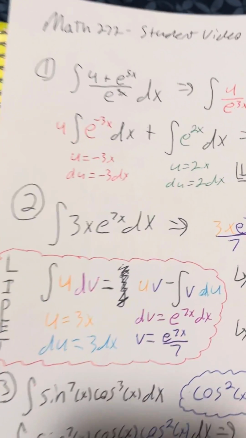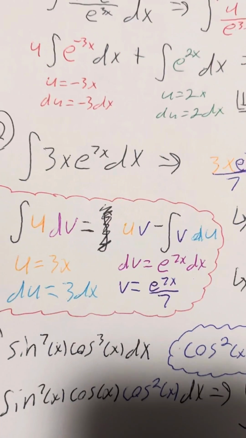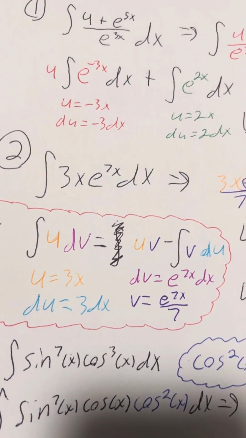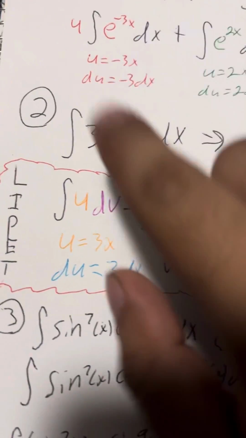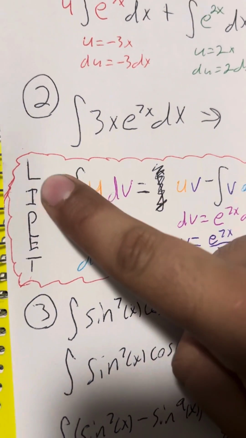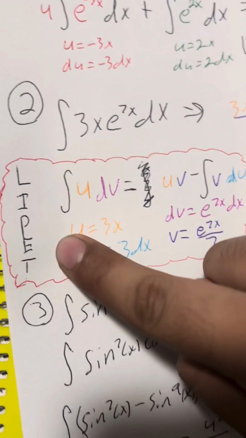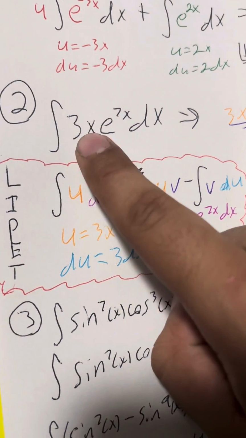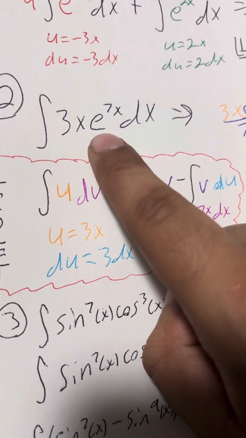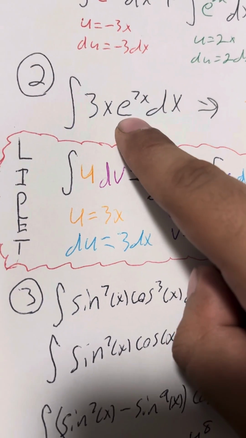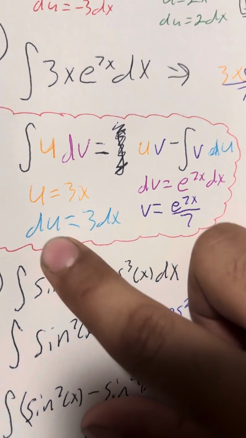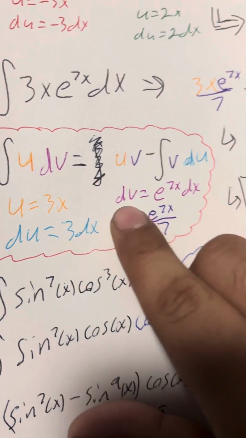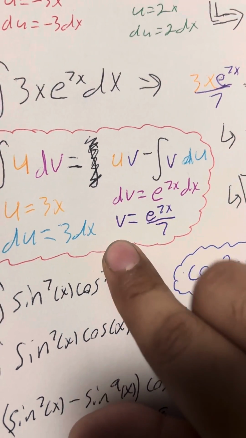For my second equation, I saw that I was multiplying 2 functions that were unrelated to each other. So I used integration by parts. And so I went ahead and spelled out my limit to find out which of these functions, my 3x or my e to the power 7x, will be my u. It ended up being this polynomial, 3x. So 3x was my u, my du was 3dx, dv was that, and so my v is that.